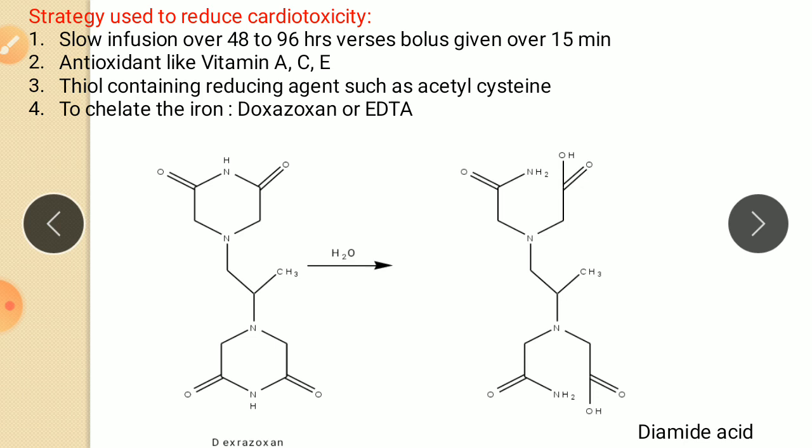Dexrazoxane is also an inhibitor of topoisomerase II but does not cause breakage of DNA strands. This additional property is important in its ability as an antidote in case of anthracycline extravasation. So this antidote dexrazoxane is used when there is a leakage of anthracycline into the underlying tissue. In that condition, it is also used to detoxify the side effect of anthracycline by chelating Fe2+ and therefore preventing the formation of free radicals. So that is about the anthracycline anti-cancer agent.